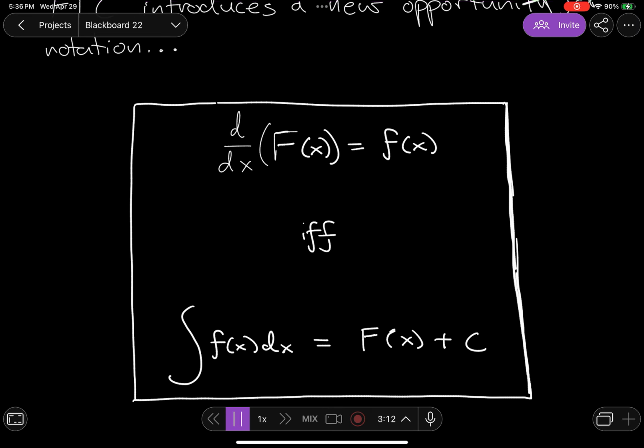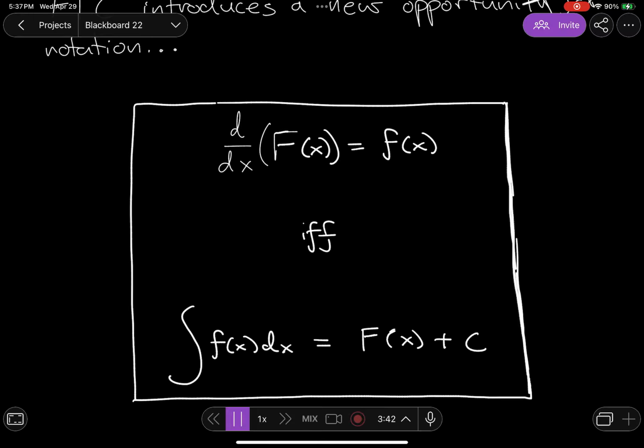And that is given to us in this box. We have new notation. The derivative of a function, capital F of x, is equal to lowercase f of x, if and only if, so this is notation we are introducing right here. This is not a theorem or anything like this. The integral, or the antiderivative of lowercase f of x dx, with respect to x, is how we would read this, is equal to capital F of x plus c.